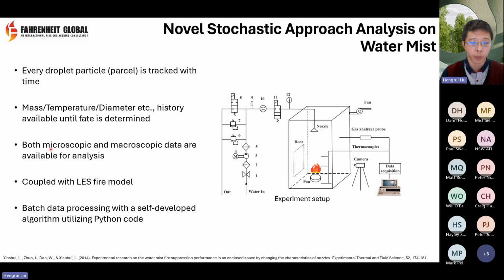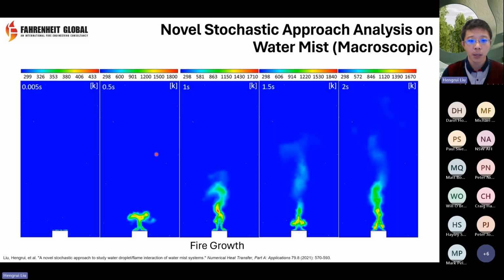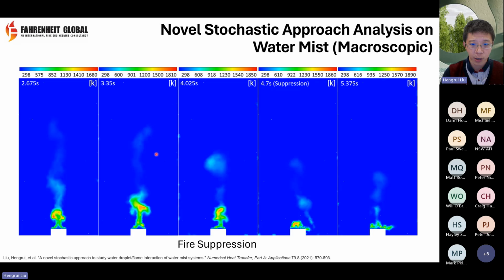So that's what we say by microscopic and macroscopic. I'll show you soon. Macroscopic, as we said, we can see the temperature, we can see the flame shape during its growth period, 2 seconds. It's basically a fully developed small fire as well. And the suppression as well: after 2 seconds, we activate the water mist system, and that suppresses the fire. That's something we can see and we can validate against our observation in experiments as well.